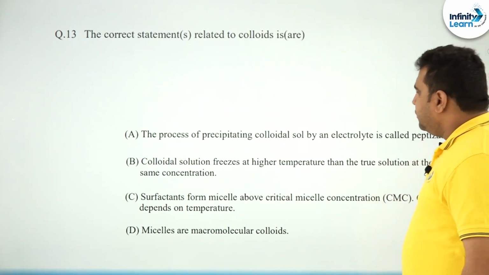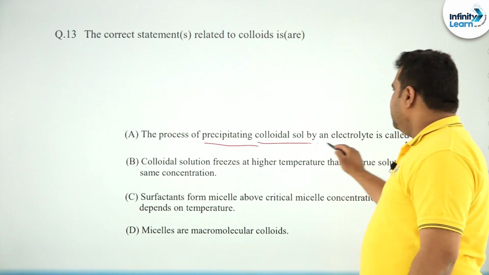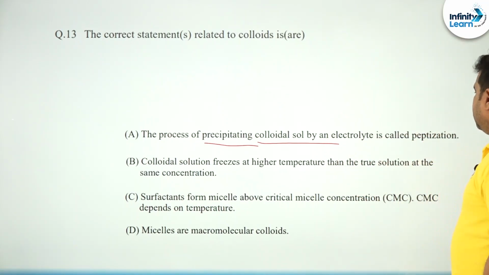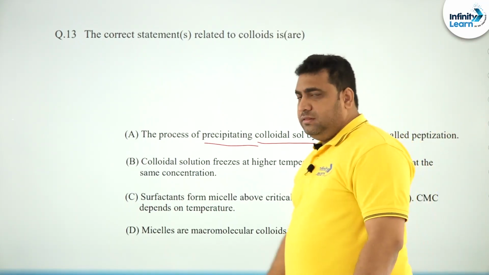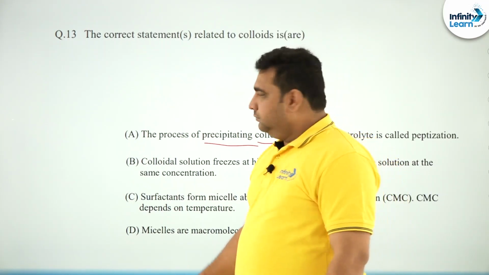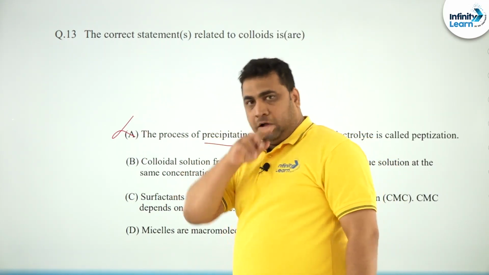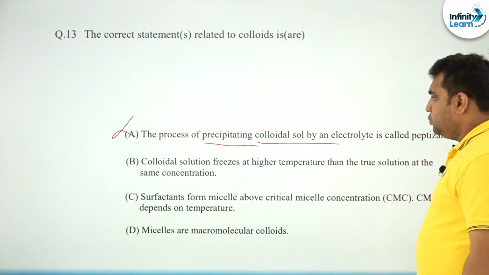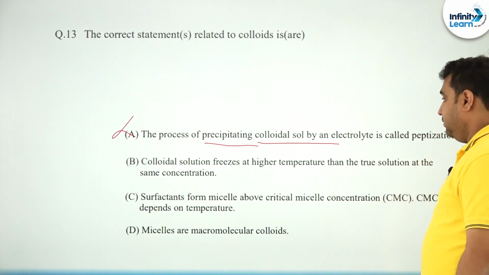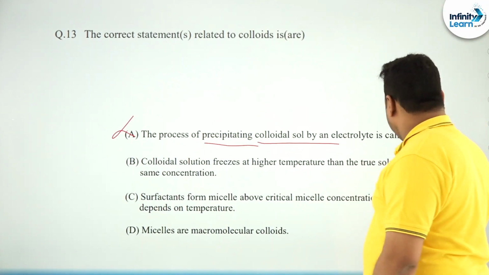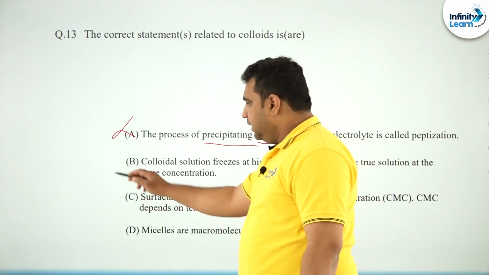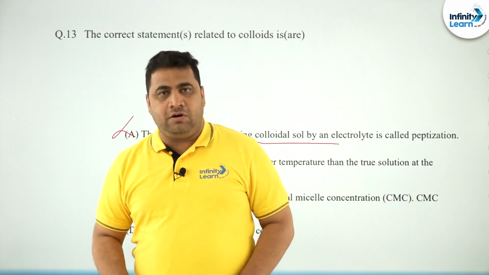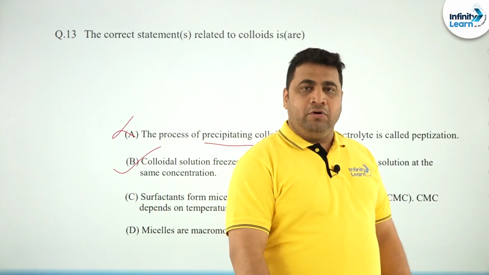The process of precipitating colloidal solution by an electrolyte is called peptidization. This is the definition of coagulation. Obviously, this will become wrong. Colloidal solution freezes at higher temperature than the true solution at the same concentration, correct. For this you can even apply the concept of colligative properties, you will get the answer.